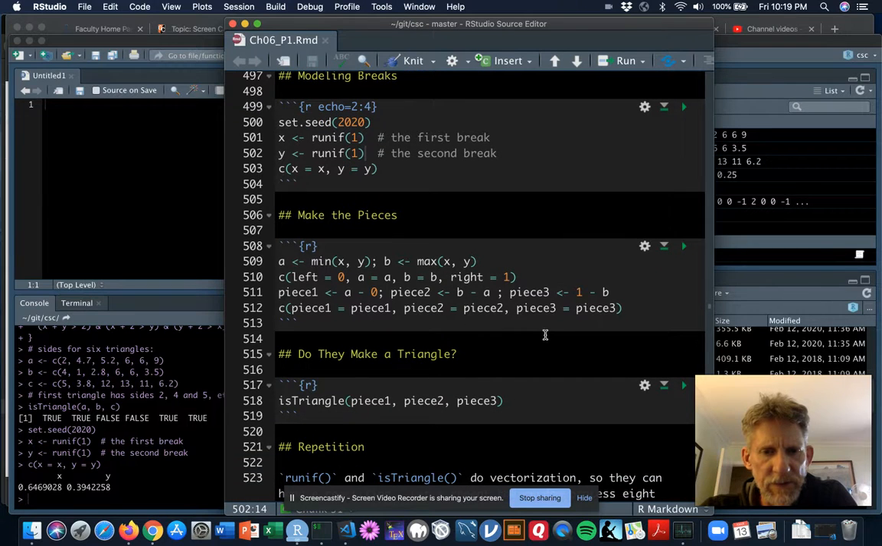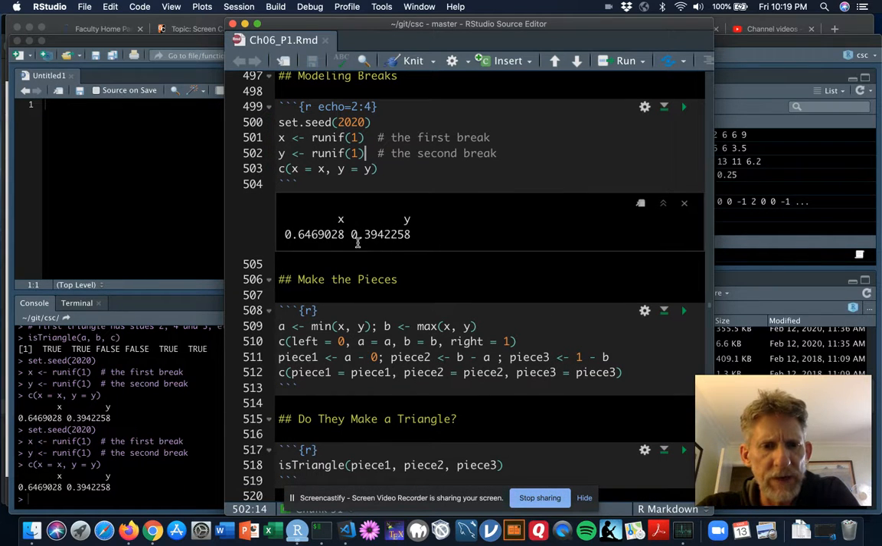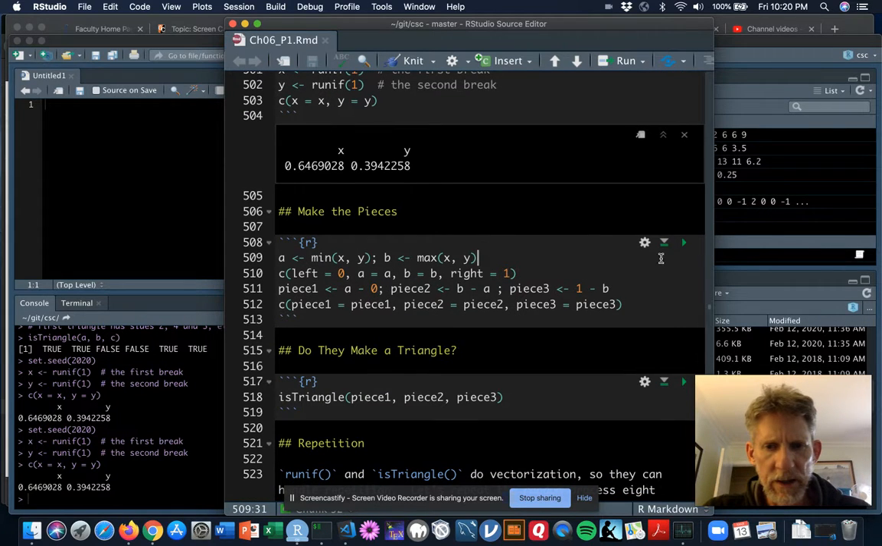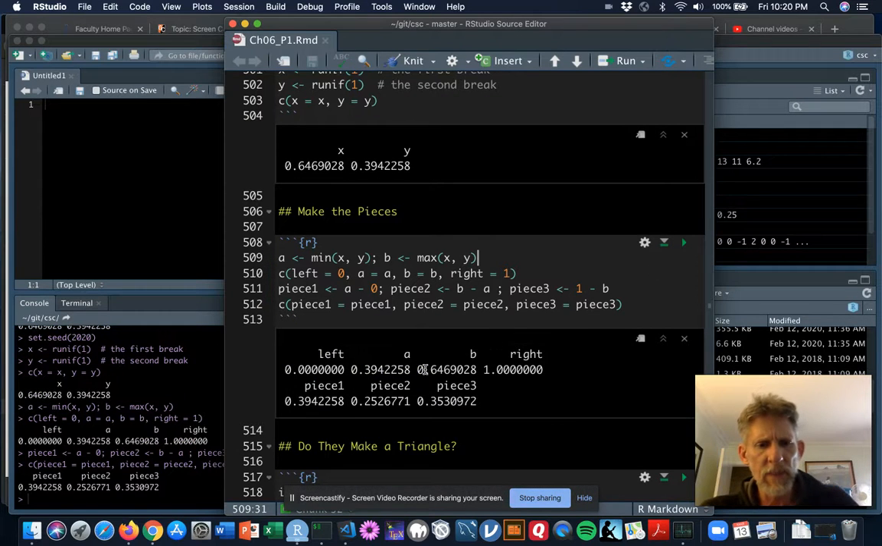Now we need to make the pieces. I'm going to say that the A piece is the smaller of those two breaks. So I can see with my eyes that it's going to be that second one, the 0.39. Here we are making the A piece. The B piece is formed by the larger of the two breaks. So we'll make those in a moment. We'll then make a new vector here that's named. The first element is 0, its name is left-hand side. The second element is our A, the third element is our B, and the last element, we'll call it right-hand side, is a 1. Let's run this particular piece of code. And so you see 0, the 0.39, the 0.64, and the 1.